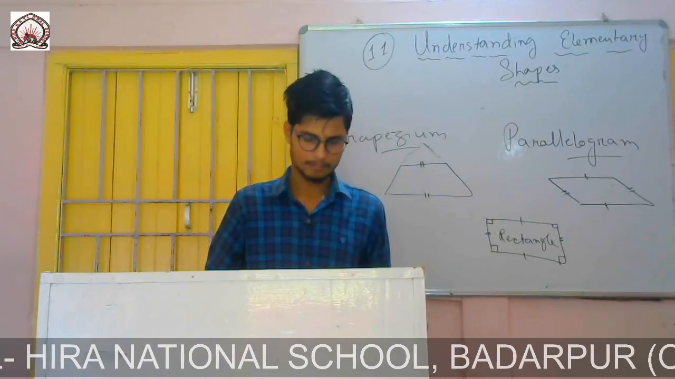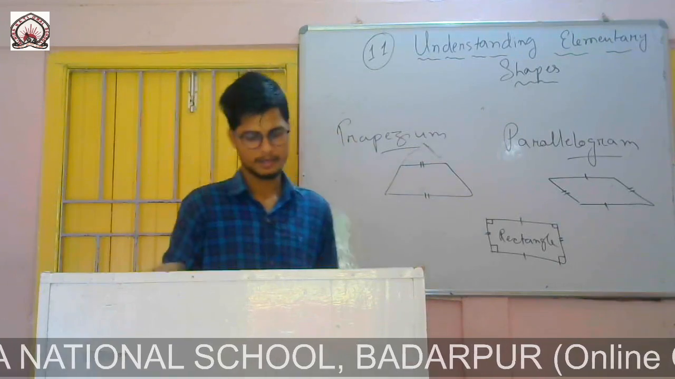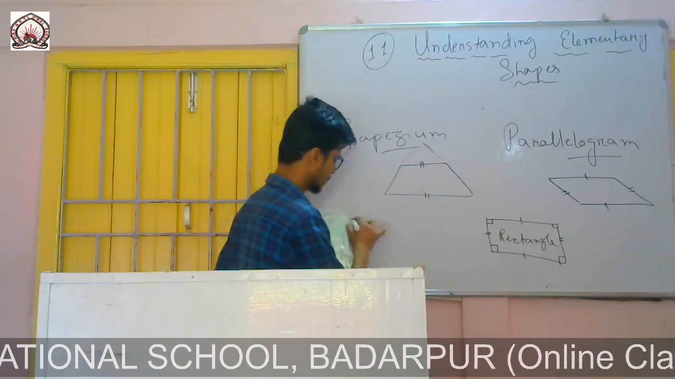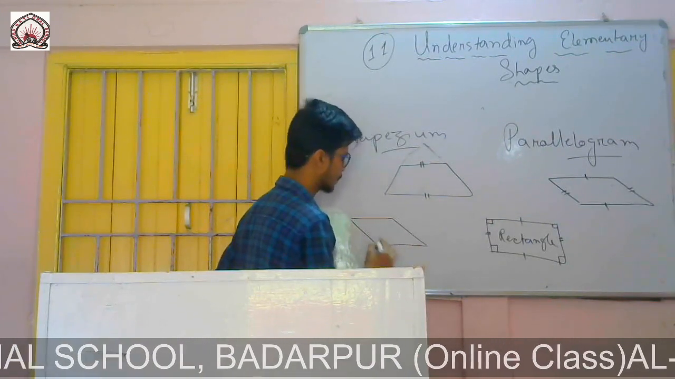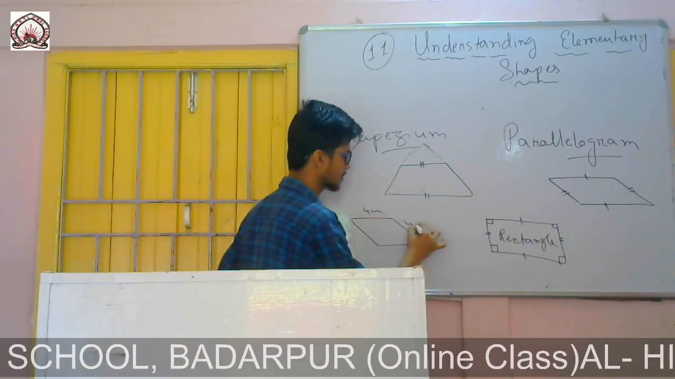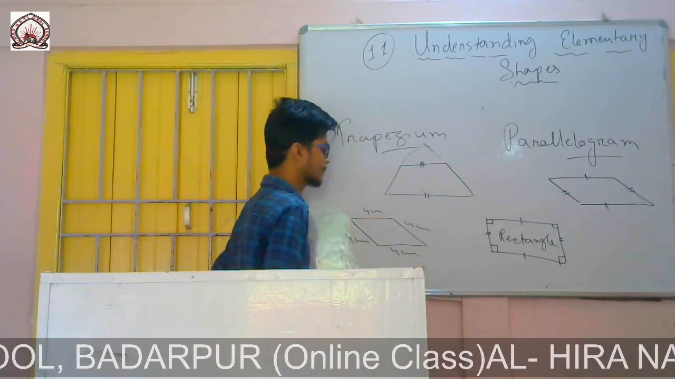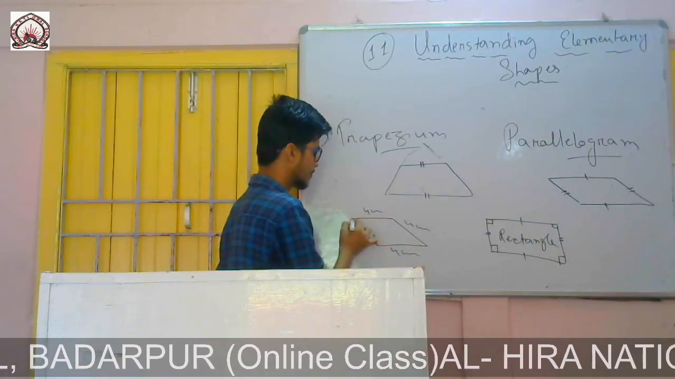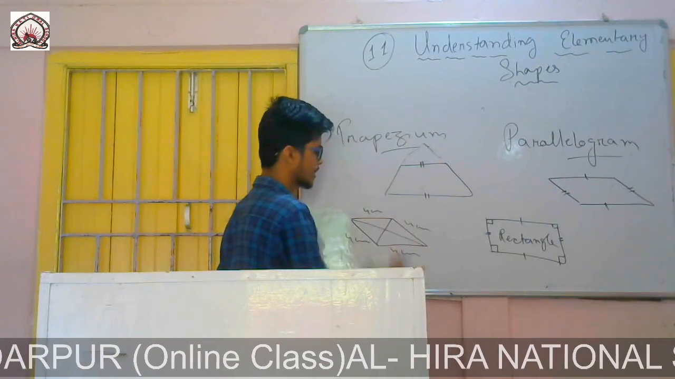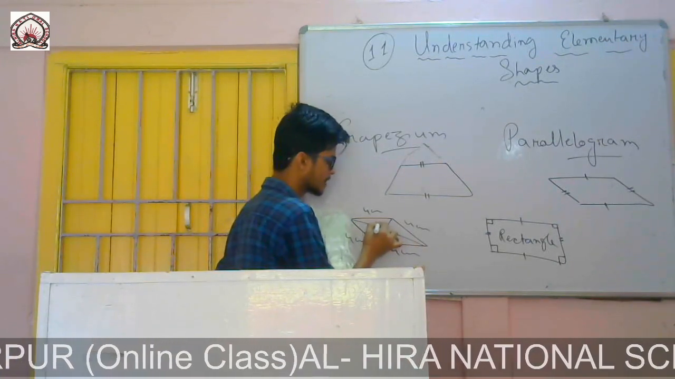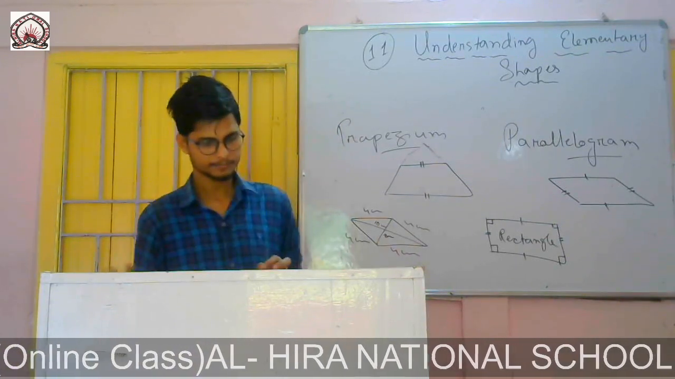Then comes the rhombus. In the case of a rhombus, all four sides are equal. If I draw a rhombus, it will be like this parallelogram, but all four sides are equal. If this one is 4 cm, then this side will also be 4 cm, and this side will also be 4 cm. But in a rhombus the diagonals are not the same length. This may be 10 cm, this one may be 8 cm. Some difference will be there.